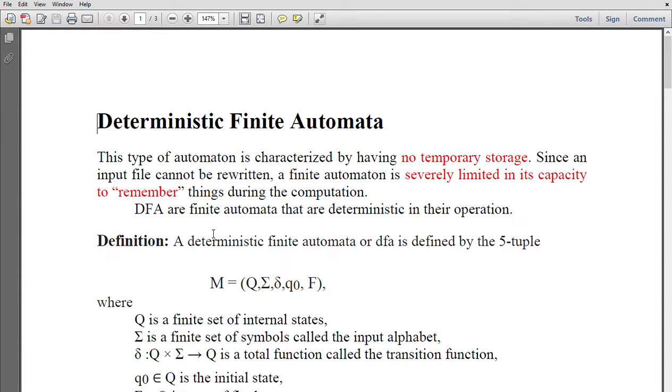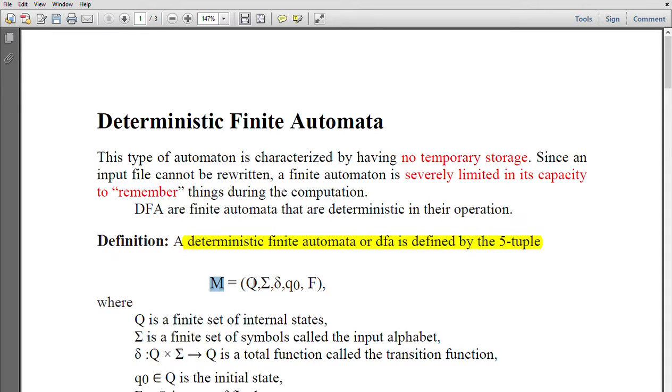Hello student, today we will learn about deterministic finite automata. A deterministic finite automata or DFA is defined by five tuples. What are those five tuples? Suppose this M represents the DFA, M is the machine.